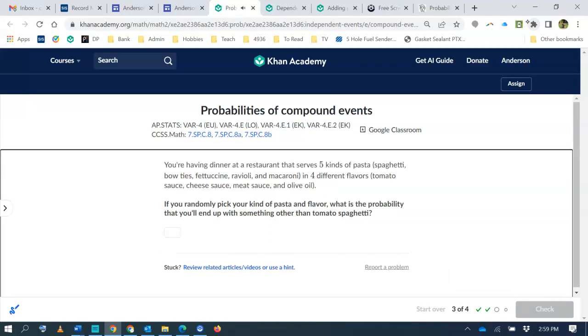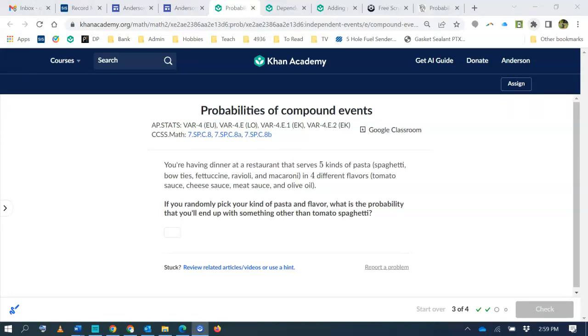You're having dinner at a restaurant that serves 5 kinds of pasta, 4 different flavors. If you randomly pick your kind of pasta and flavor, what's the probability you'll end up with something other than tomato spaghetti? All right, so what I'm going to do here is I'm going to find out what the odds are that I get tomato spaghetti, and then I'm going to just take that away from 1.